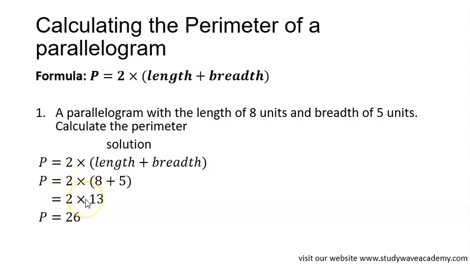2 times 13 is going to give you what if you multiply it? 26, right? You got 26. So P equals 26. Perimeter equals 26. The perimeter of a parallelogram whose length is 8 units and breadth is 5 units is 26, okay? The perimeter is 26. Do you understand that?